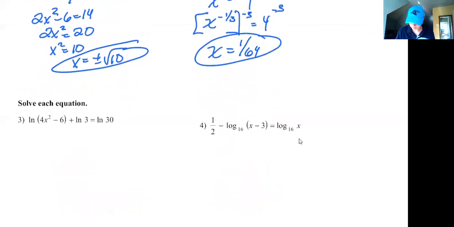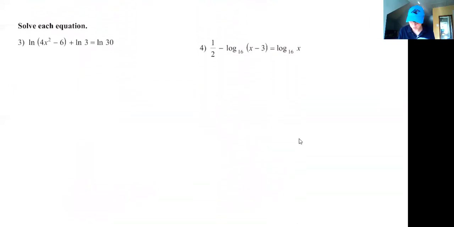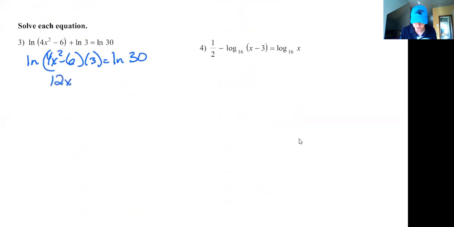All right, number 3, scrolling up. Solve each equation. Again, I'm doing some solving. Let's see here. Again, law of logs. This looks like the exact same question that I did earlier. Natural log of 4x squared minus 6 times 3, of course, is equal to the natural log of 30. I'm going to go ahead and drop the logs from both sides. So I have 4x squared minus 6 times 3, which is, of course, 12x squared minus 18 equals 30. Again, same kind of easy peasy.